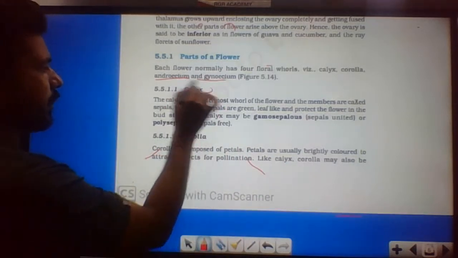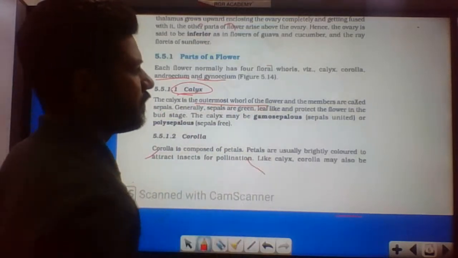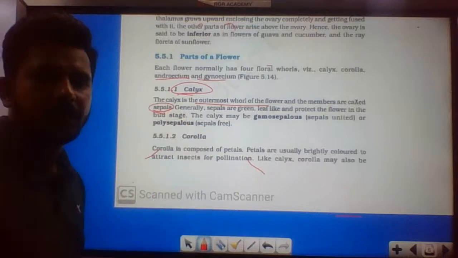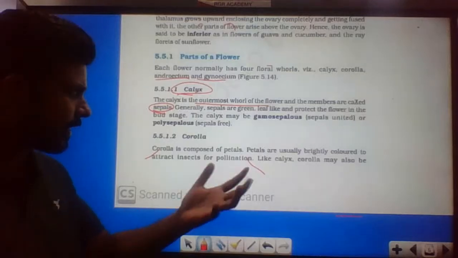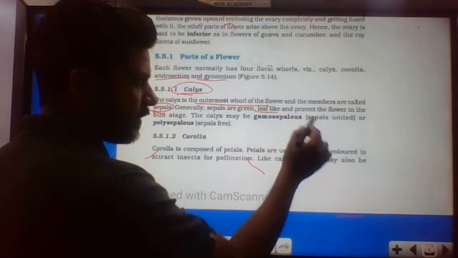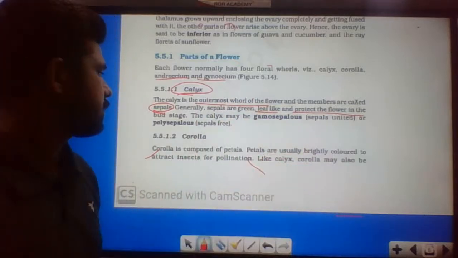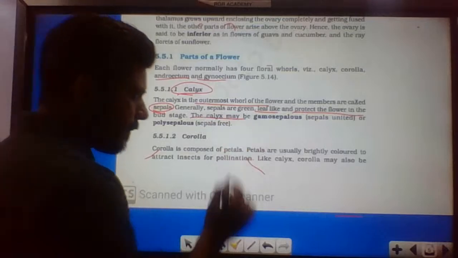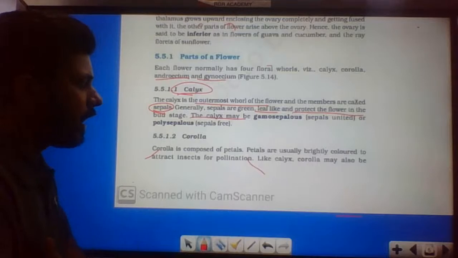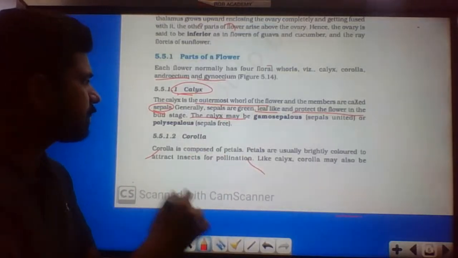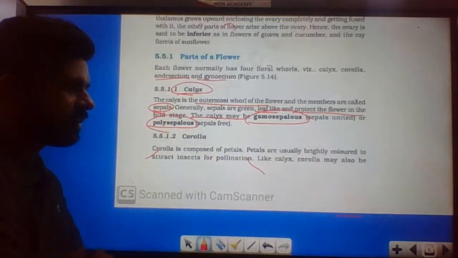Okay. So the first one is the calyx part. The calyx is the outermost whorl of the flower and its members are called sepals. The sepals are usually green and leaf-like and protect the flower. So the major function of the calyx here is protection, particularly at the time of the bud. And there are two types of calyx.